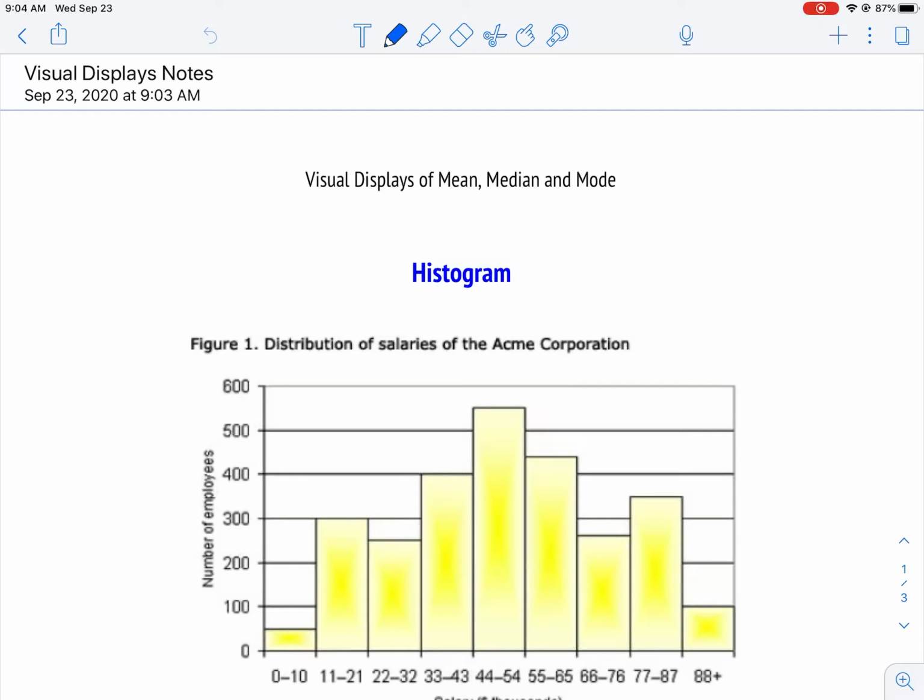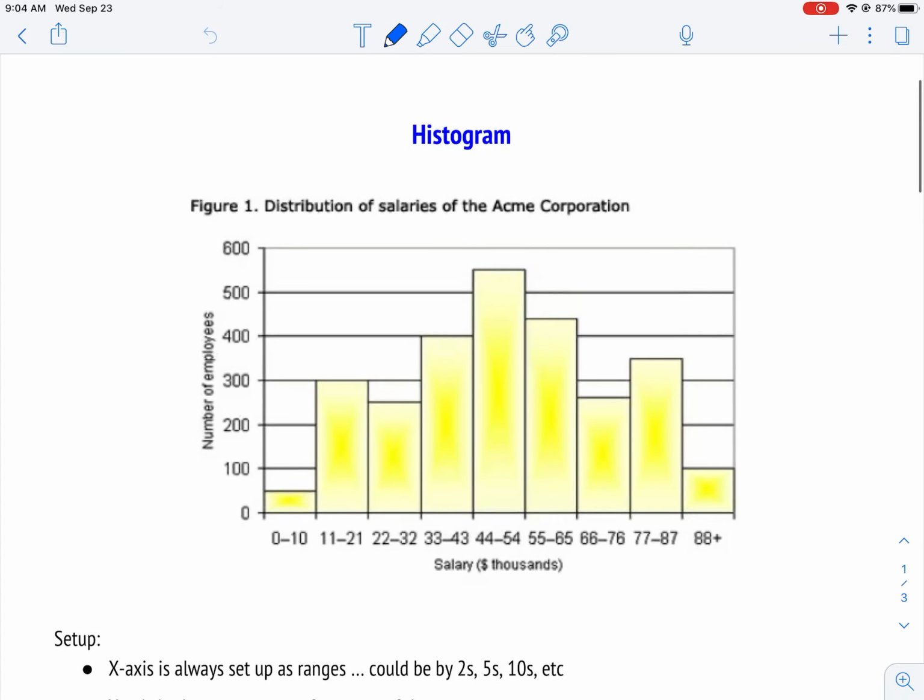The concept of this video is to go through the 3 different types of visual displays that you can use for central tendency, meaning for mean, median, and mode. So the 3 different graphs that we're going to look at are a histogram, a box and whisker, and a dot plot.